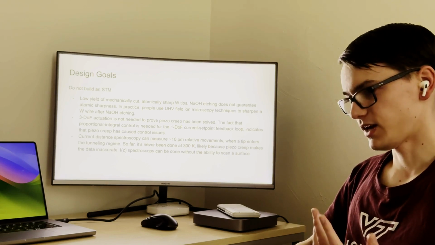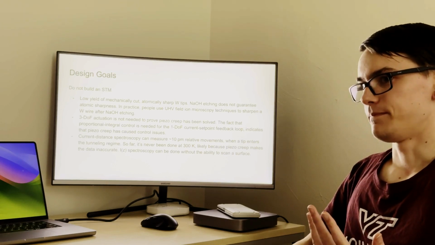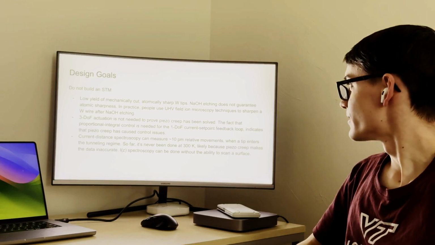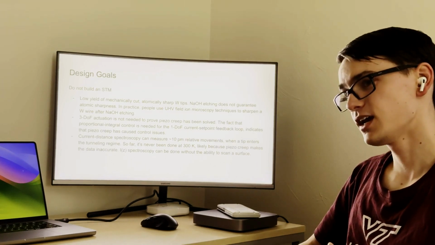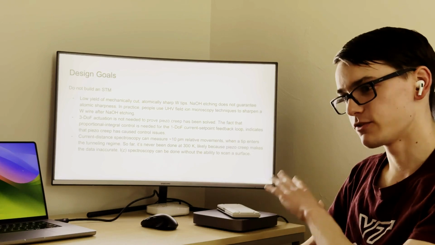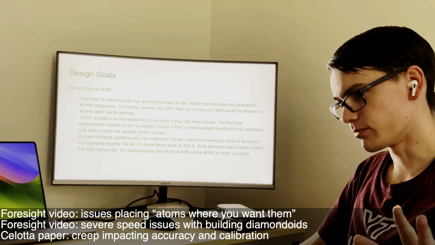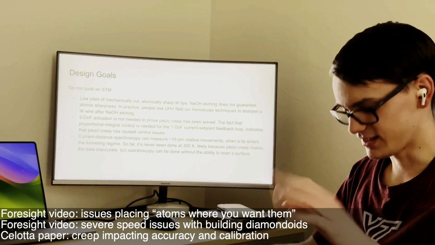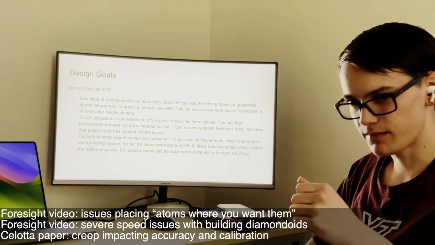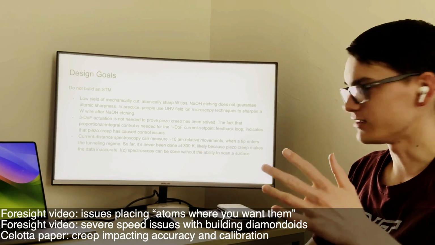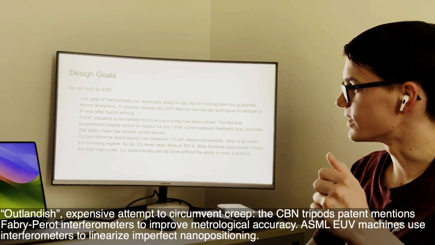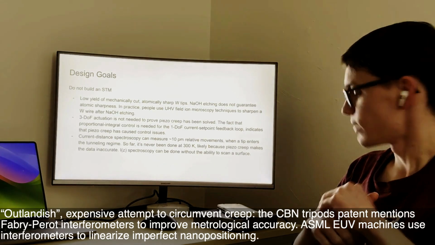I've seen a book where someone did it at 4 Kelvin, but I think piezo creep has been a problem that's been with us since the beginning, and it's been completely under our noses the entire time. And what CBN ran into when they formed their company and did all this secret nonsense is they got hit by the problem of piezo creep, and they tried these outlandish things to try to fix it. I think I identified the problem.